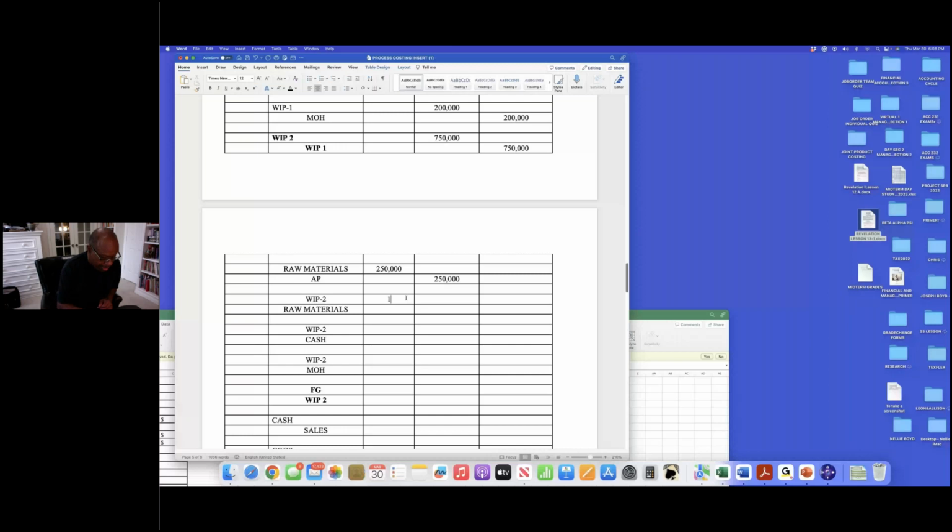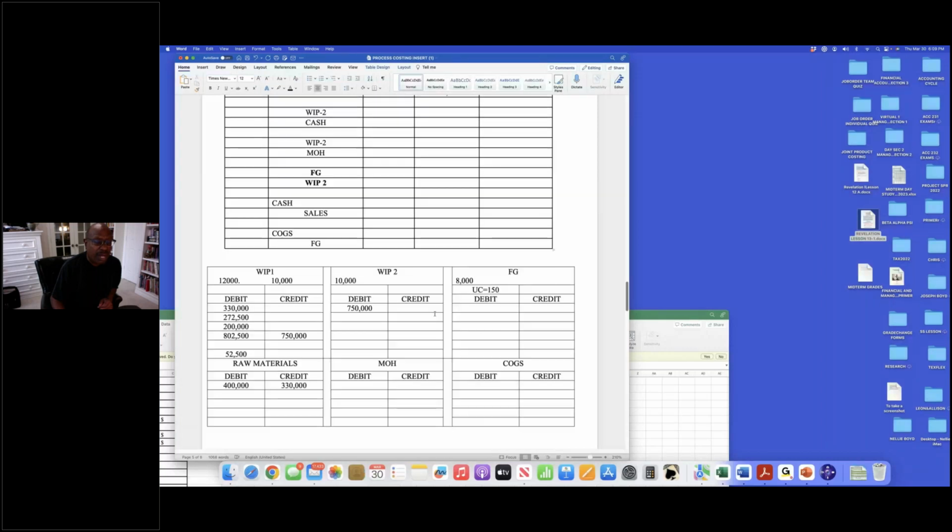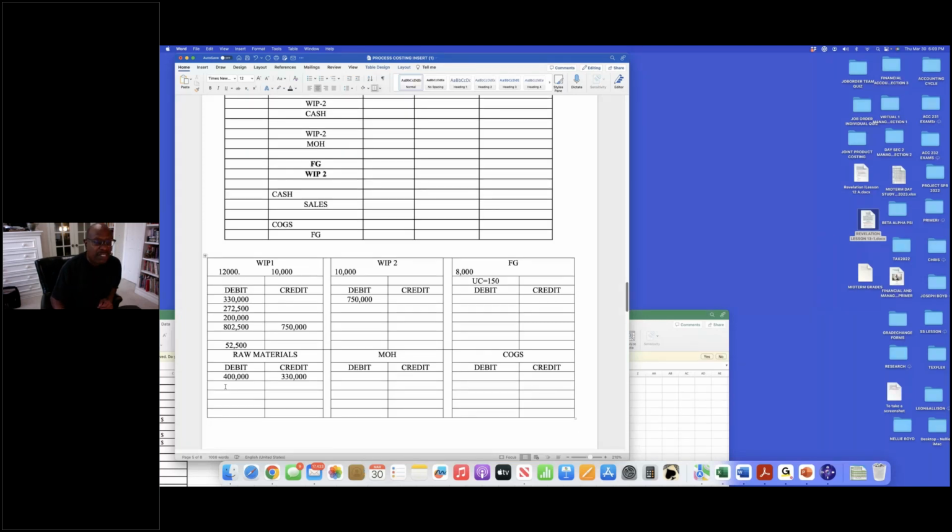Okay, so work in process 2. Let's stop here and post these. We're going to go to raw materials and put another 250,000. And we're going to transfer 150 out, correct? To work in process 2. So in the raw materials account at this point, we had 650, correct? That's how much we bought. How much did we transfer out?